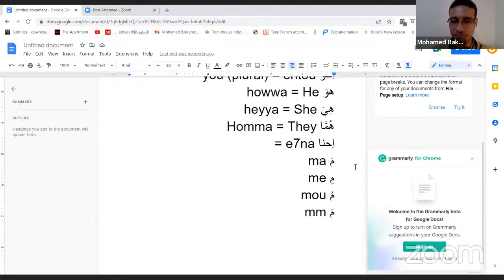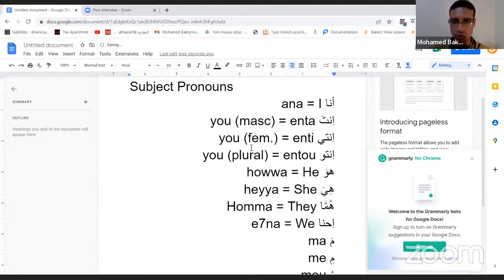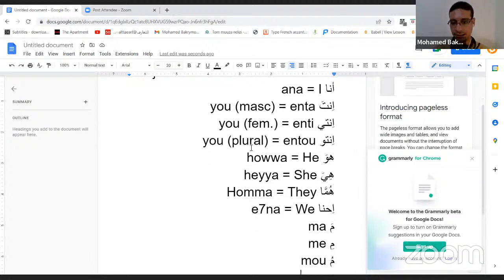So إحنا. Here I have this short vowel under the alif, so it's إحنا, and this is noon and then a. إحنا means we. So أنا, أنت, أنتي, أنتو, هو, هي, هم, إحنا.